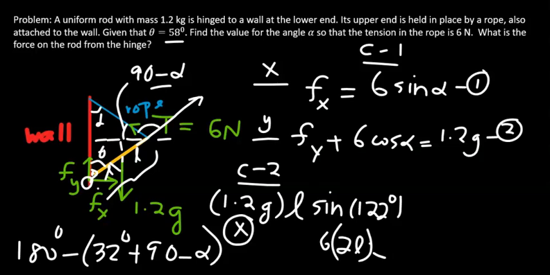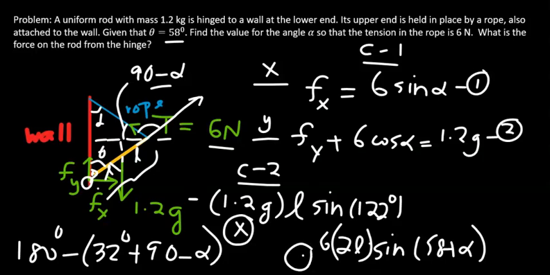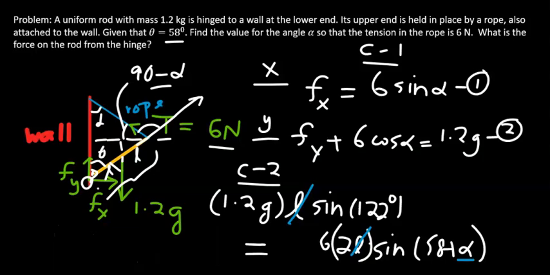So it is sine 58 plus alpha. The direction of the torque due to 6 Newton tension is, according to the right-hand rule, coming out of the board. So this term is minus, this term is plus, and together they sum up to 0. Or you can just equate them. Now you see that L goes away, and you can solve for alpha. As an approximation, let's take G to be 10.